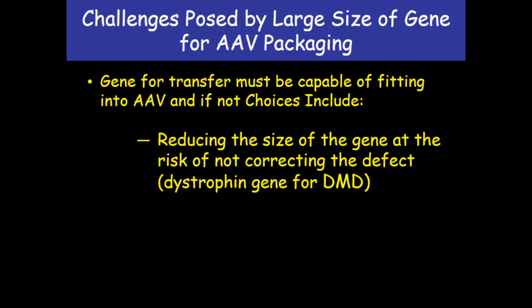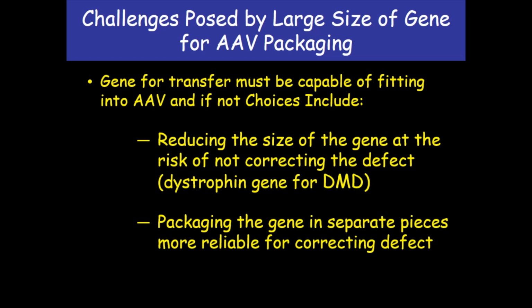One choice is to reduce the size of the gene at the risk of not correcting the defect. And this is the problem in Duchenne dystrophy. Quite honestly, we use micro or mini dystrophin genes, and when we bring them to clinical trial, which we're trying to do right now, we don't really know how much it's going to correct. We think it's going to correct because it looks good in the mouse, but does it really correct when we put it in the patient? That's to be determined.